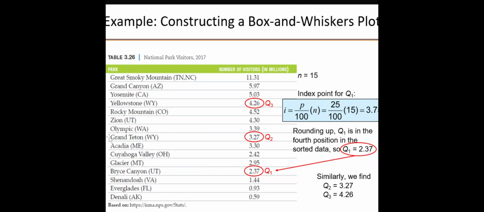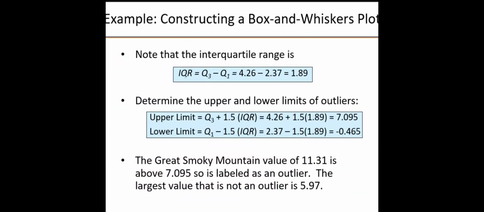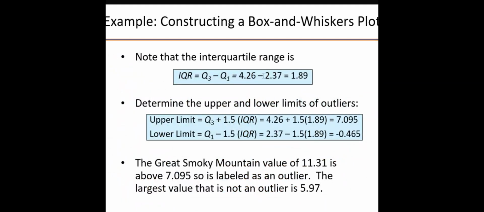So this national park is then the median. This value is the median. From there, we can calculate the interquartile range, and that is this value minus this value. So 4 minus 2, we'll get this number, 1.89. And the interquartile range will be multiplied by 1.5, in different directions.